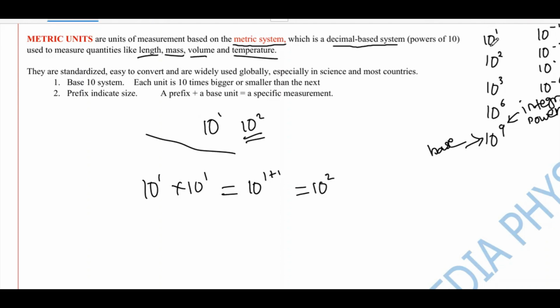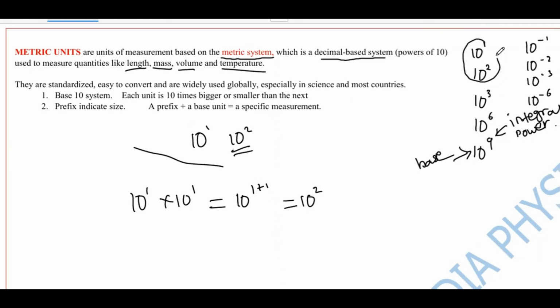Now, comparing these two, 10 power 1 and 10 power 2, you can say that 10 power 2 is 10 times bigger than this one, than 10 power 1. Also, they have a prefix which indicates the size. Now, a prefix and a base unit give a specific measurement.